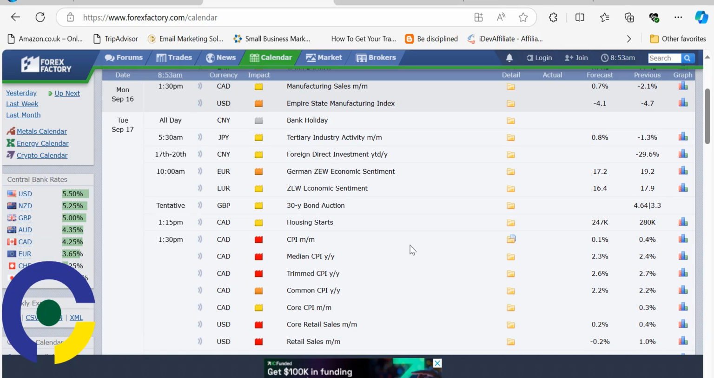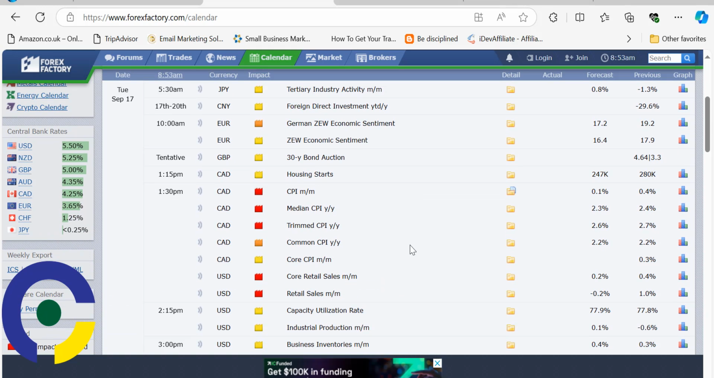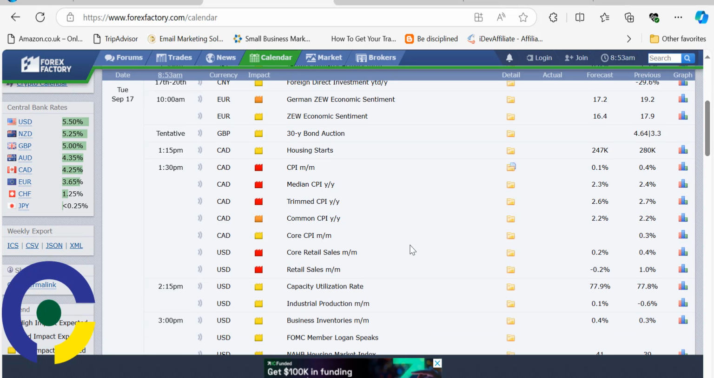Then at 1:30 you have major events from Canada and the US. From Canada, you have the Canadian CPI month on month, the median CPI year on year, then the trimmed CPI year on year, and then that'll be followed by a medium event at the same time. That's the common CPI year on year. Then at the same time, you have the US releasing the core retail sales and retail sales month on month for the month of August. So you could trade the numbers, you could trade the event itself. Whichever way you choose, just mark your economic calendar.